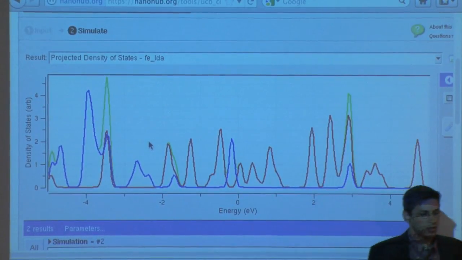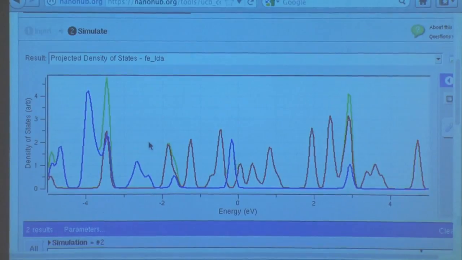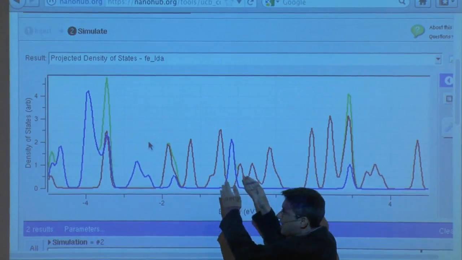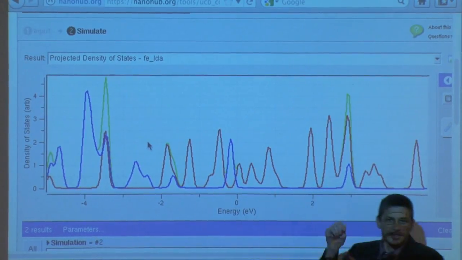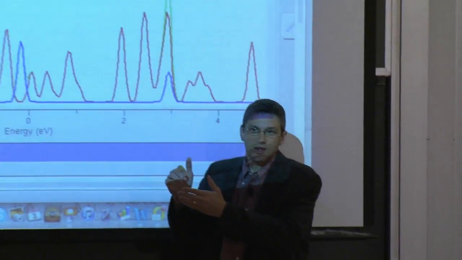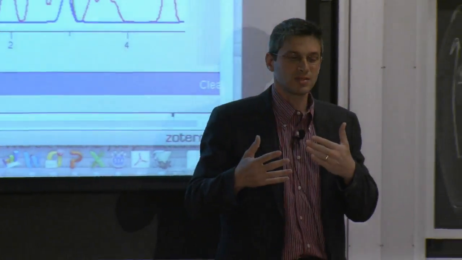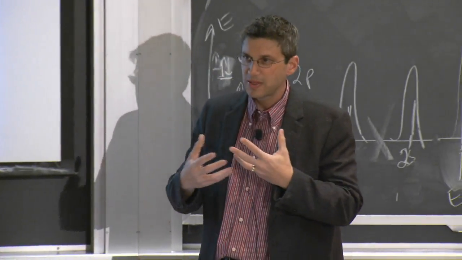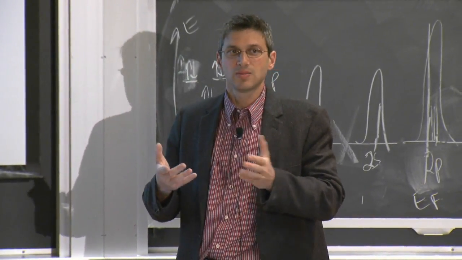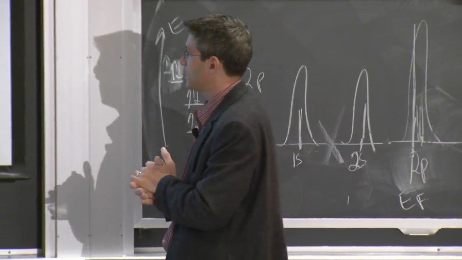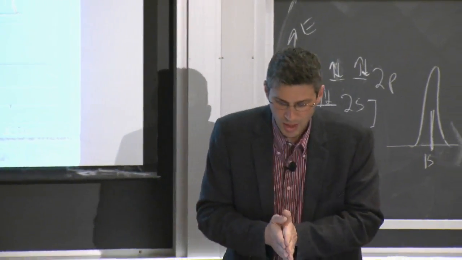If I simulated iron with spin polarized turned off, it would force those to be exactly the same, and they would lie exactly on top of each other, just like they just did in silicon. But that would not be iron. So you've got to be aware of what this spin thing is, and when it's important. Keeping it on is safe, but I wanted you to know what it means. Okay. Very good. Have a good weekend.